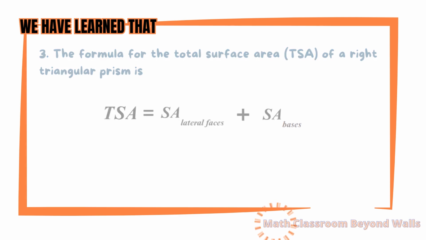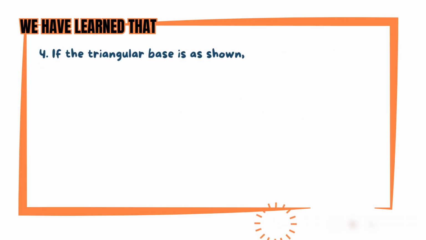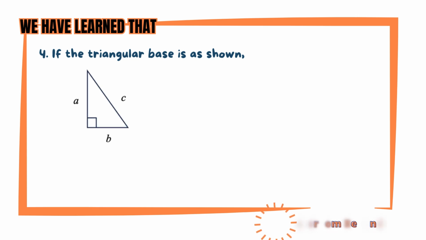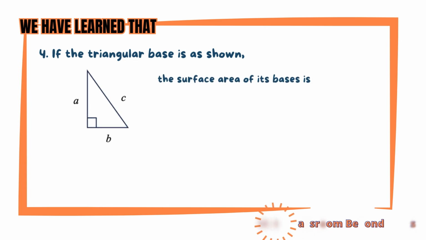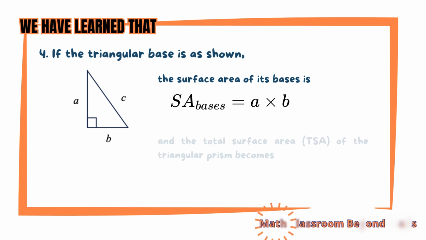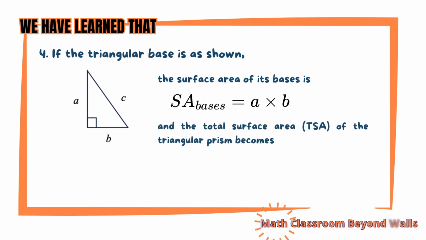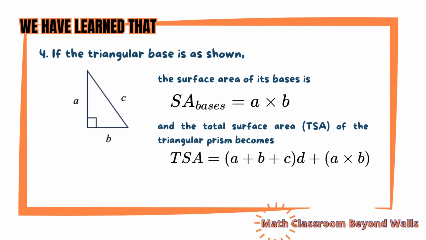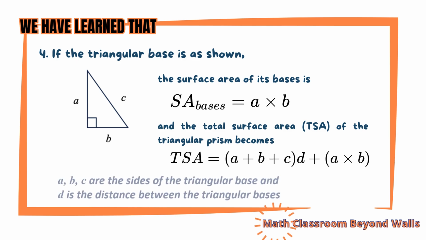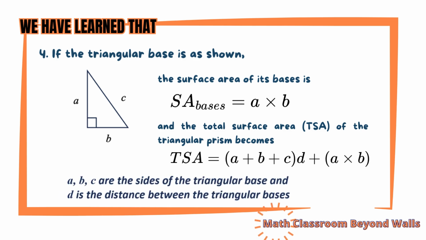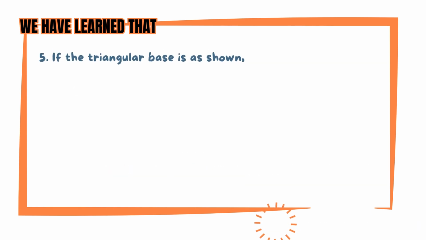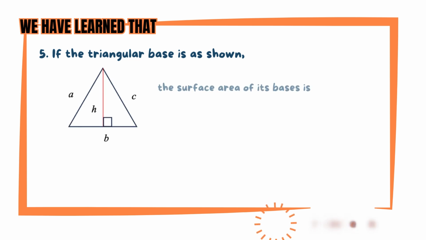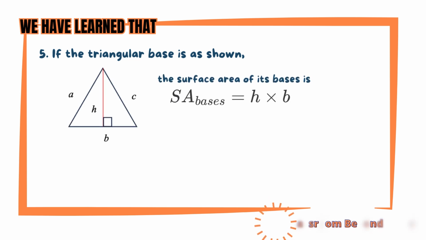Fourth, if the triangular base is as shown, the surface area of its bases is A times B, and the total surface area of the triangular prism becomes the sum of A, B, and C times D plus A times B, where A, B, C are the sides of the triangular base, and D is the distance between the triangular bases.